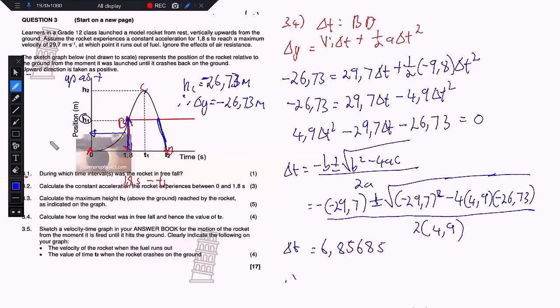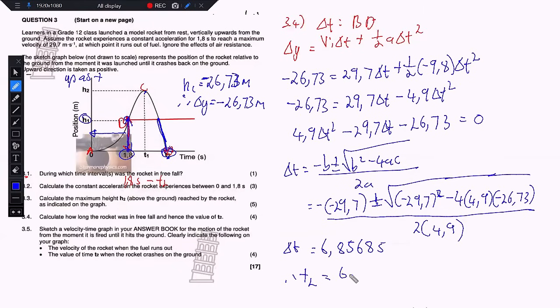Right. And then we are going to take this and say for T2, now we understand that if this is the time T2, what we just calculated is from point 1.8 all the way to T2, right? But then we want the value of T2. So what we just got here is the time it takes to move from point B all the way to point D. It is not T2.